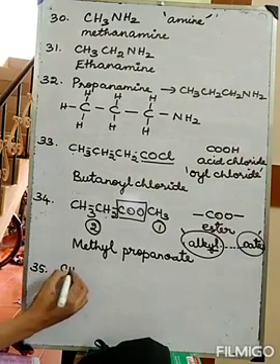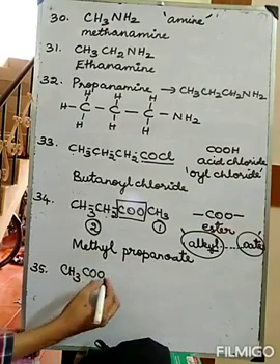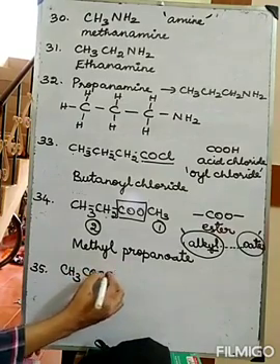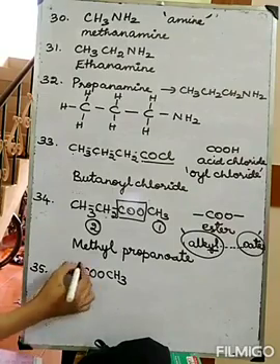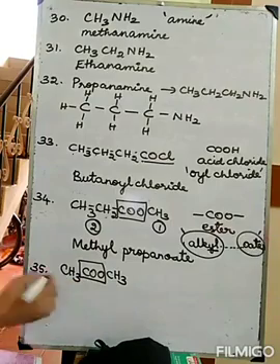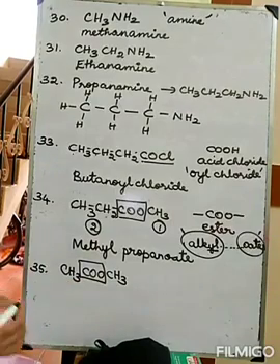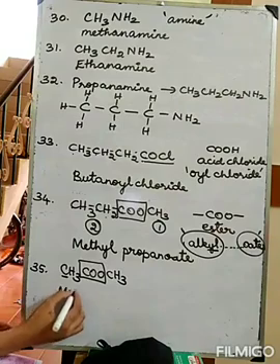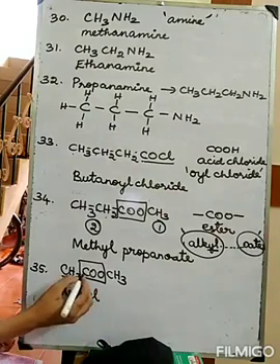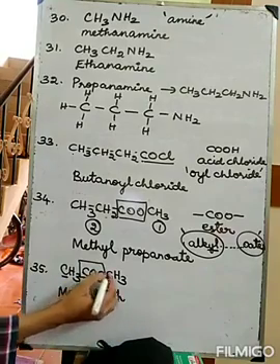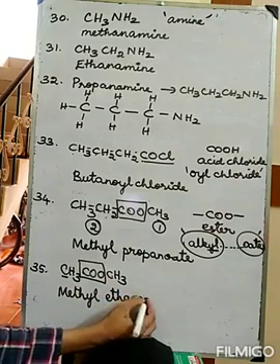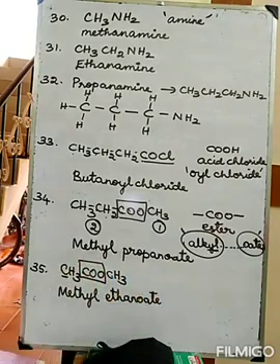Next. CH3COOCH3. How will you name this one? On both sides of the ester group we have only 1 carbon, so you can take either as alkyl. 1 carbon means it is meth, YL. Then the remaining is 2 carbons. 2 carbons means E. Single bond means A, and OH. Methyl ethanoate is the name of this ester.